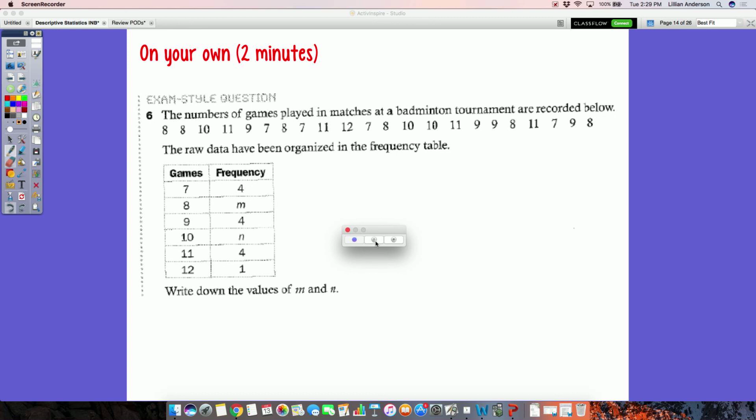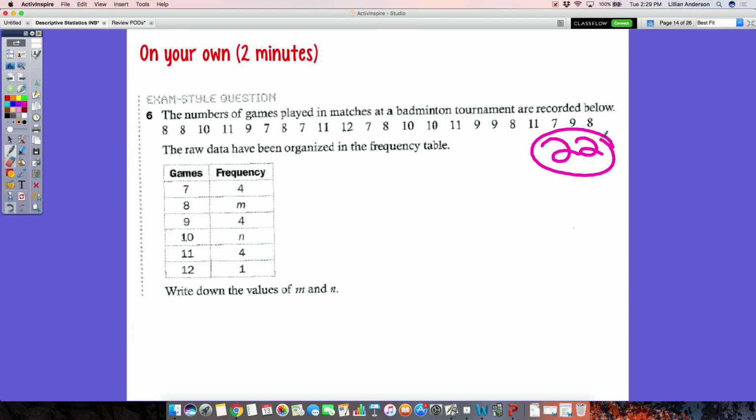So in this one, the number of games played in matches at a badminton tournament are recorded below. So you have all your games. Did anybody count how many games there were? There are 22. Of course, you always want to count, especially if they don't tell you, so that you can make sure the numbers you come up with add up to 22. How many 8s were there? 6. So there were 6 8s, which means that M should have been 6, and there were. What was N? How many 10s were there? 3. There were 3 10s.